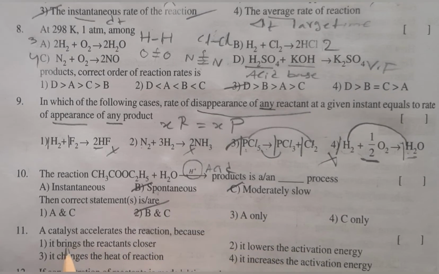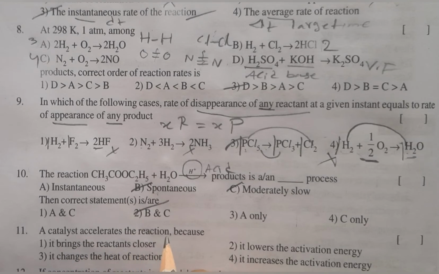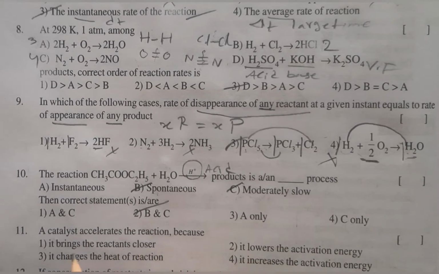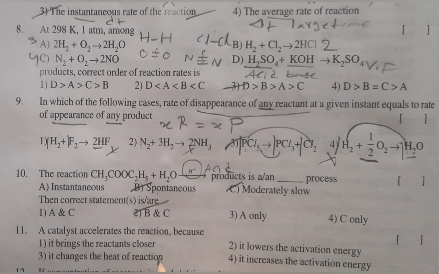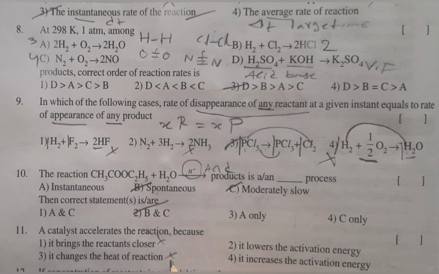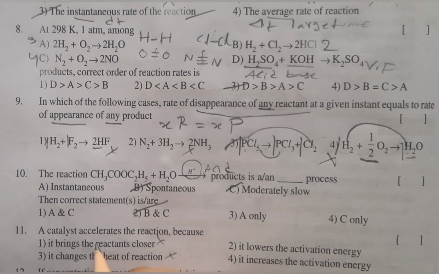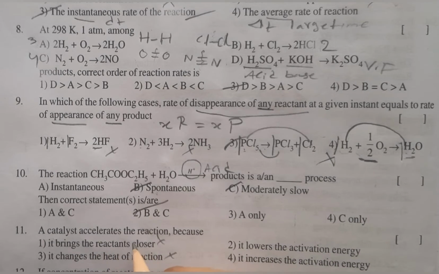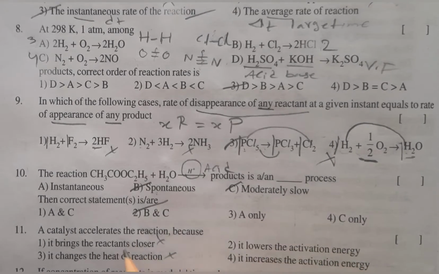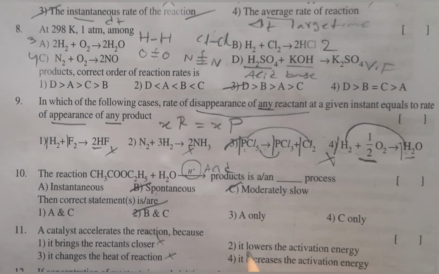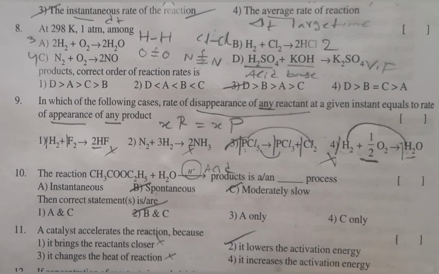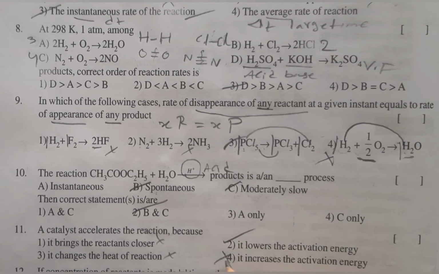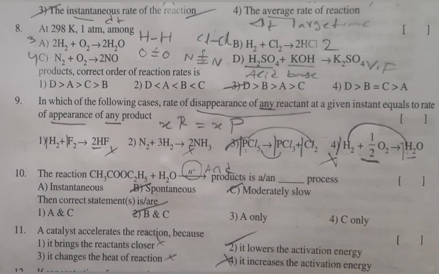Next one: a catalyst accelerates the reaction because it brings the reactants closer. No. It changes the heat of reaction. No. These two are wrong. If you want to bring the reactants closer, the concentration should be increased or the volume should be decreased. It lowers the activation energy. Yes, it's the correct option. It does not increase the activation energy, it lowers the activation energy.